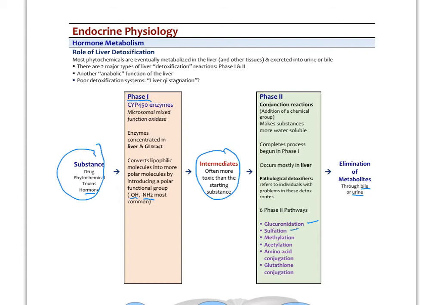Sulfation is an SO4 group. That's another detox pathway. Again, many hormones are detoxed that way. Methylation, we hear a lot of talk about methylation. It's addition of a CH3 group. And that also is how, for example, a lot of estrogen metabolites are metabolized in the liver. Acetylation, adding an acetyl group. Amino acid conjugation, that's usually with glycine, the simplest amino acid. And then glutathione conjugation. So these are the 6 phase 2 detox pathways.